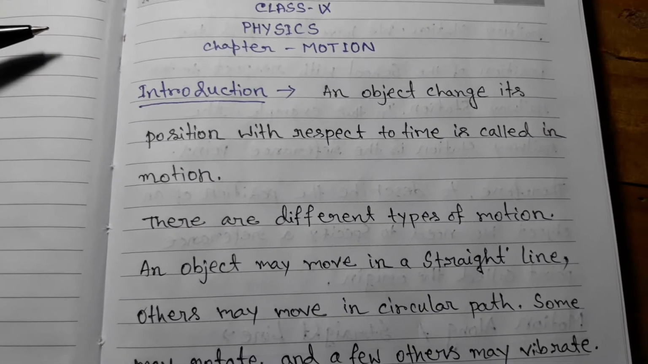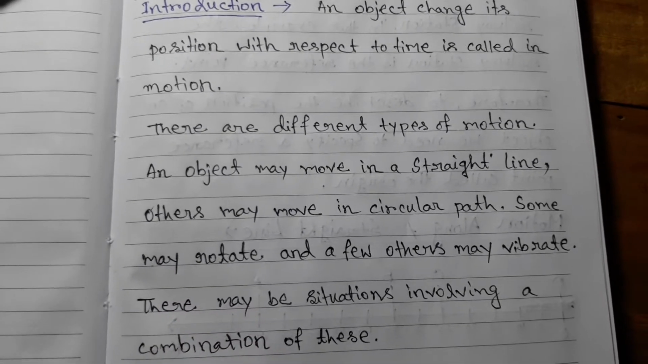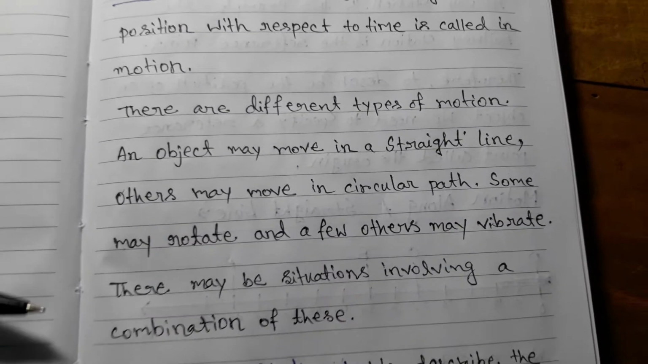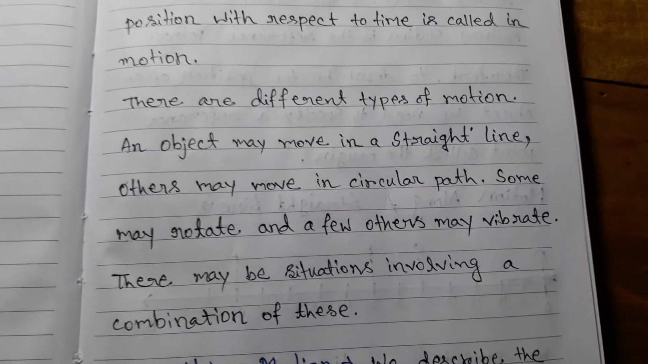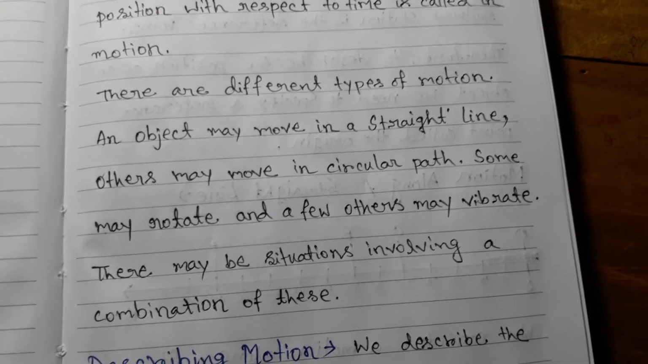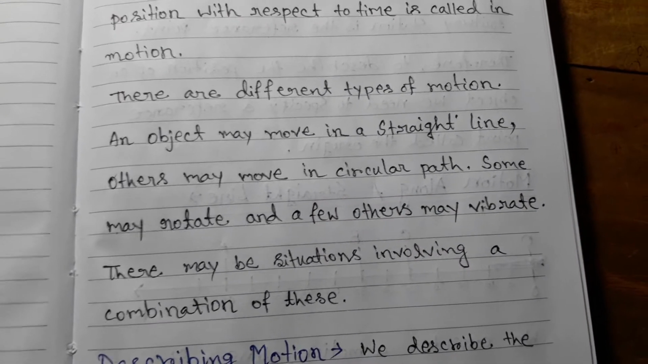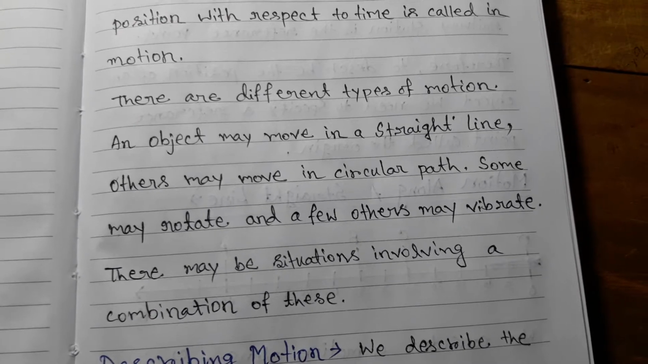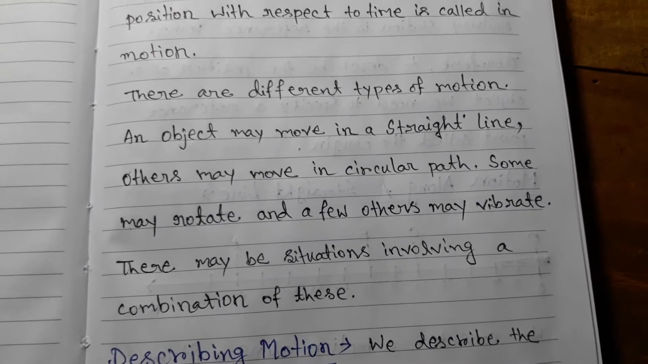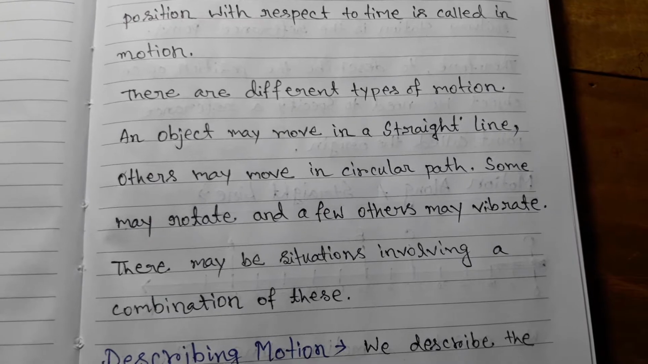An object may move in a straight line, another may move in a circular path, some may rotate and a few others may vibrate. There may be a situation involving a combination of these. In our daily life, we are all familiar with different types of motions like this. Straight line motion means a car moving in a straight path. Circular motion, an athlete moving in a circular track. Some may rotate. Rotation means our ceiling fan rotates. Vibration means to and fro motion. And we are also familiar with motion having a combination of these.